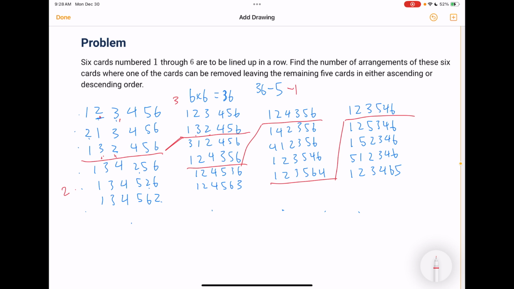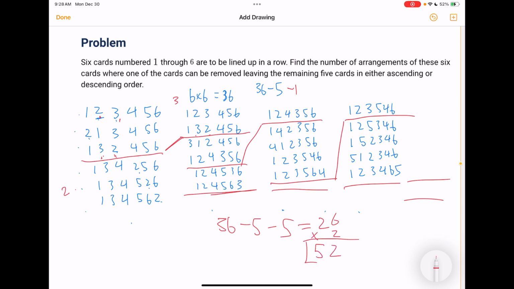And so that means we have to subtract: it'd be 36 minus 5 minus 5, because we subtracted 1 from when we moved 3, and then once from when we moved 4, once from 5, once from 6, and then when we move 1. So this would be 26. But this is only for when it is in ascending order. So now we have to multiply it by 2 to get 52. And that's our answer.